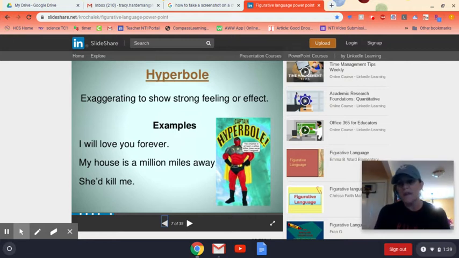I'm so hungry, I could eat a horse. Well, you're not really going to eat a horse, but you're saying that, and you're using hyperbole and that extreme exaggeration to really show how hungry you are. Okay. These jumping jacks are killing me. Okay, well, they may not be fun to do, and maybe you're really tired, but the act of doing jumping jacks is not going to kill you. So again, that's another example of hyperbole. Okay. All right.